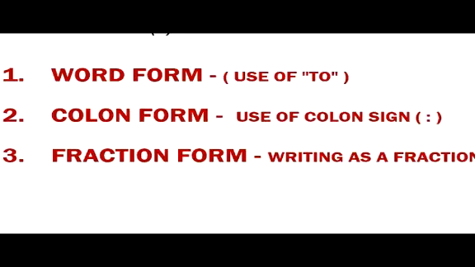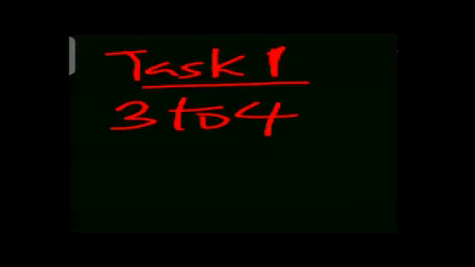And we call it Task 1. The first task is that you write 3 to 4. Write 3 to 4. That's a ratio. We know we have three ways of writing a ratio. This is one way, so we have two other ways. Write this particular one in the two other ways that I've just explained.